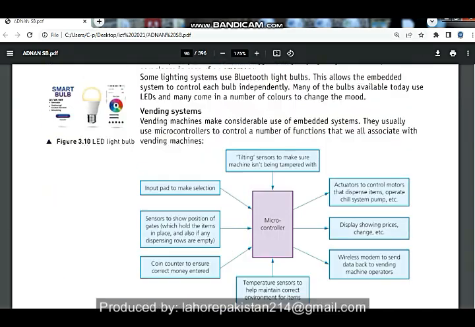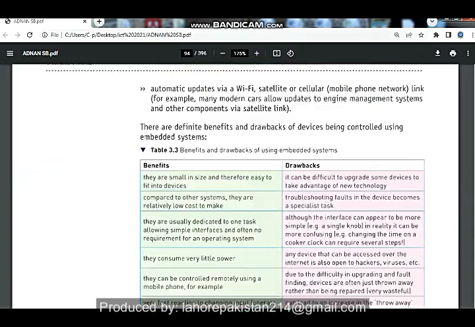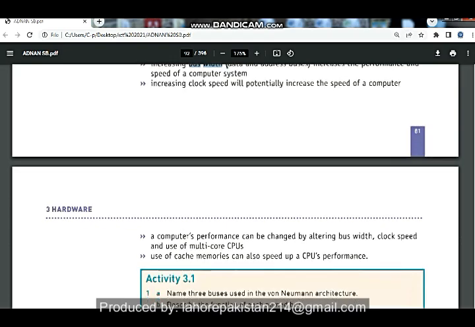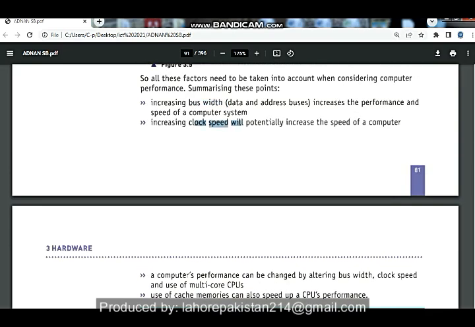As you can see, you have read about the performance of a CPU in the first topic. This is a summary related to how to increase the performance of a CPU. You can increase the width of the wire which is taking data and addresses, and when you increase the bus width, the performance of the CPU will increase. You can increase the clock speed also. It means the clock which is synchronizing, coordinating all the parts of a computer together. When you increase its speed, the performance of a CPU will increase.